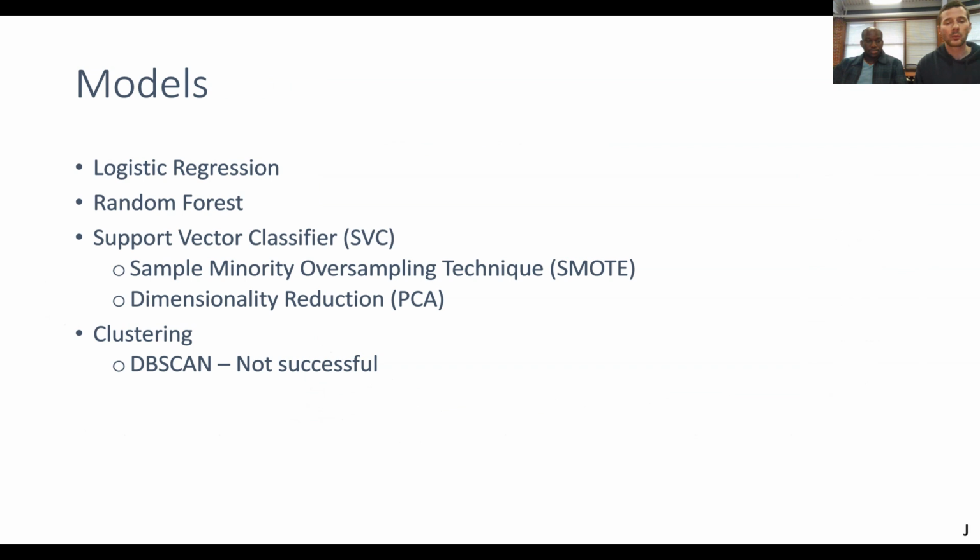So the models that we selected were logistic regression, random forest, support vector classifier, and I attempted to perform some clustering. You may note for the support vector classifier, we did upsampling with SMOTE and dimension reduction with PCA. And lastly, the clustering with DBSCAN was not successful in identifying any clusters.